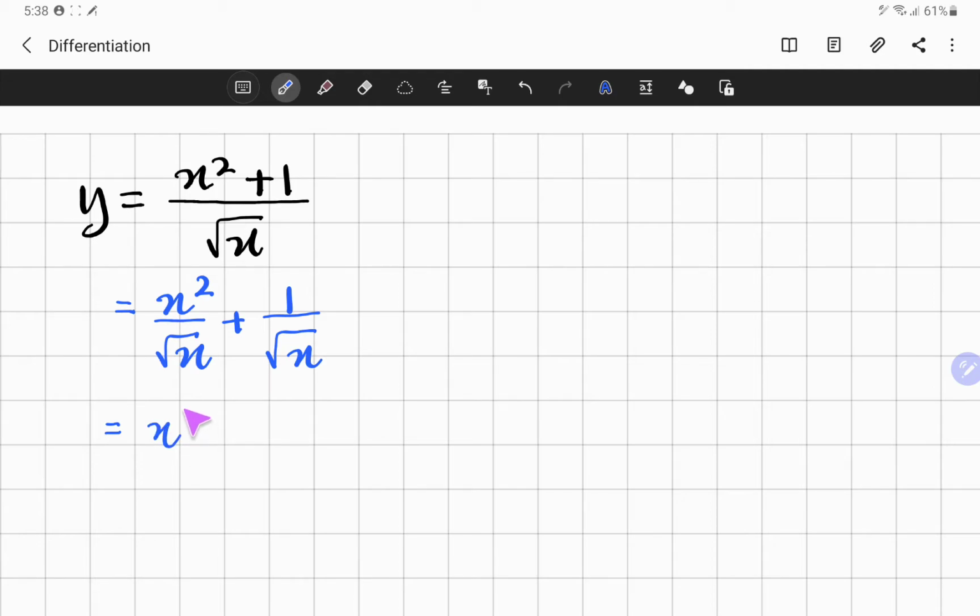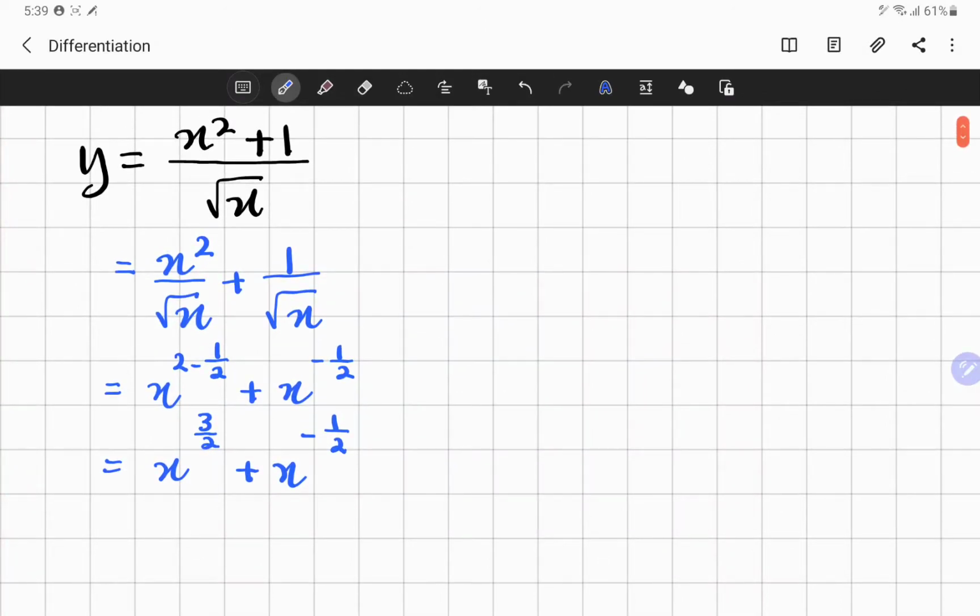So this is x squared times x to the power of negative 1 over 2, plus this is x to the power of negative 1 over 2. Then we're going to have x to the power of 3 over 2, and x to the power of negative 1 over 2.